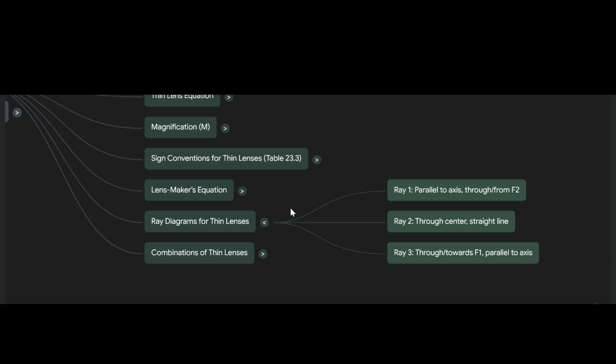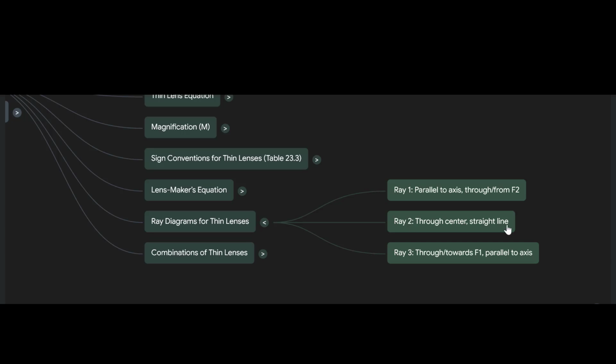Nice. And for diverging lenses, similar idea? Similar idea, but using the virtual focal point. A ray parallel to the axis refracts as if it came from the near side focal point. A ray aimed towards the far side focal point refracts parallel, and the ray through the center still goes straight. Okay, so drawing those helps picture the outcome.